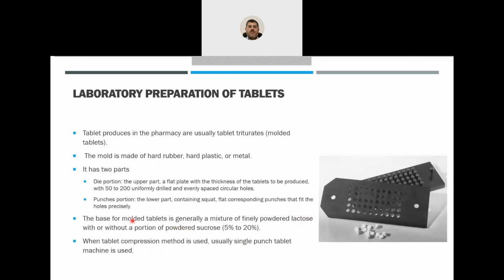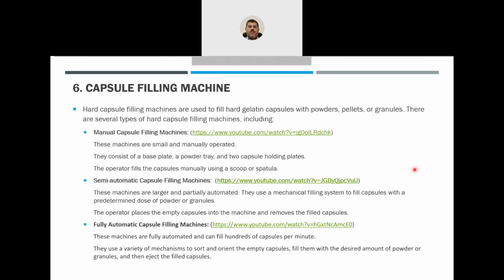If the pharmacy needs to produce larger amounts of tablets and they have the facility for this, usually they will use a single punch tablet machine. Okay, so what you do is you put them on the punches. Punches are not into the holes yet, so the punch will work as a support for the holes, and then you fill with the mixture, you leave it to dry, then you push it down, then the punches will cause the tablets to be ejected, and then you just collect. Okay.